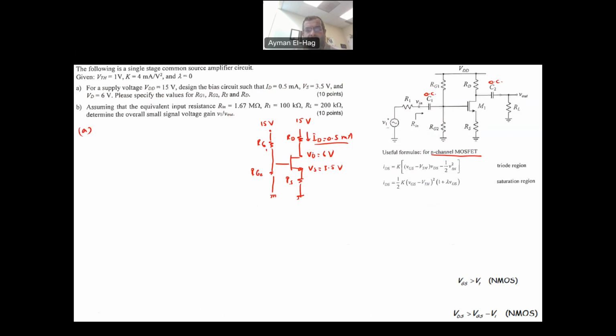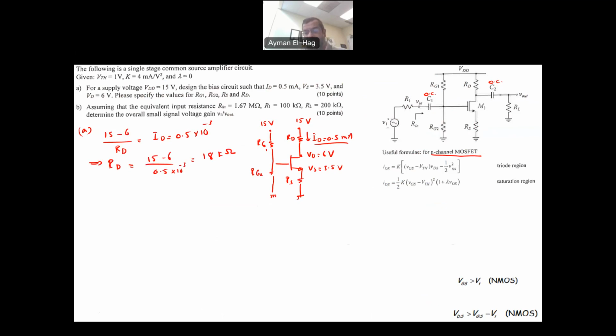In part A, I know VD is equal to 6 volts, so the potential from here to the ground is 6 volts, and here is 15. So 15 minus 6 divided by the resistance RD is equal to ID, which is 0.5 times 10 to the minus 3 amps, 0.5 milliamps. So you can find RD directly: 15 minus 6 divided by 0.5 times 10 to the minus 3, and this is equal to 18 kilo ohm.